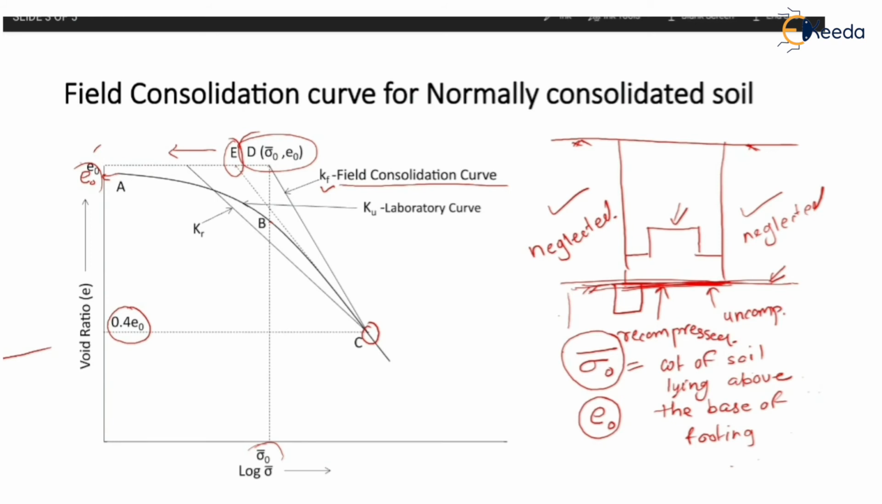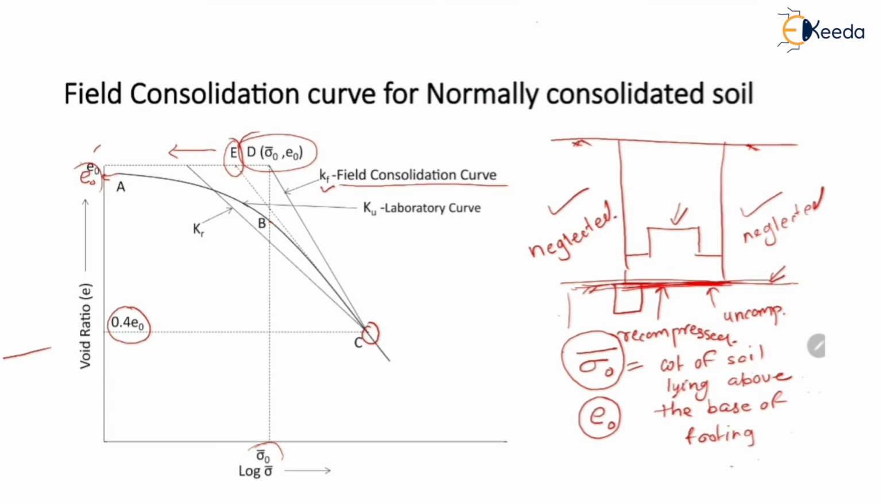Now in the laboratory curve, the curve portion AB represents the recompression curve. Because the soil sample was already subjected to the initial overburden pressure of sigma naught bar, which is greater than the pressure in the region of AB, and the curve which is present after the B, which is BC, is called as normal consolidation curve.